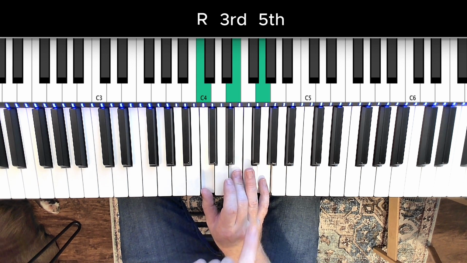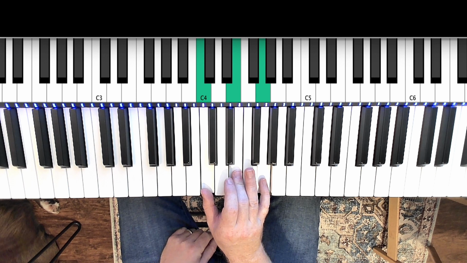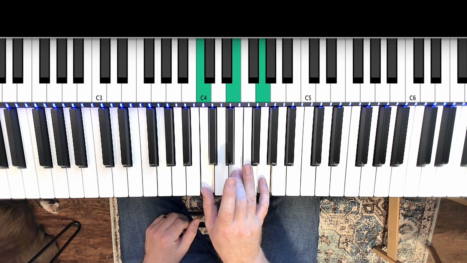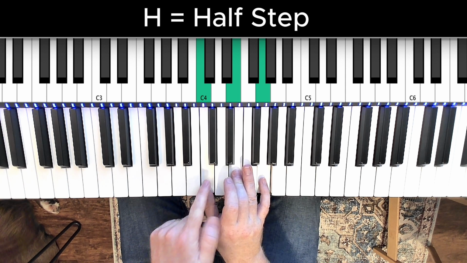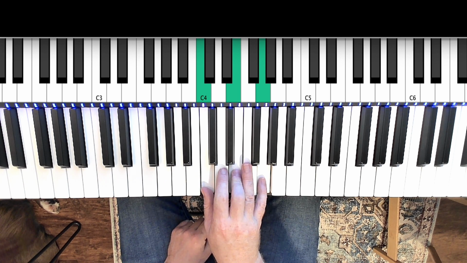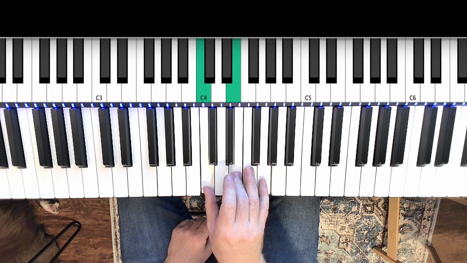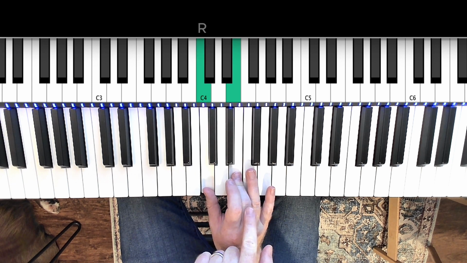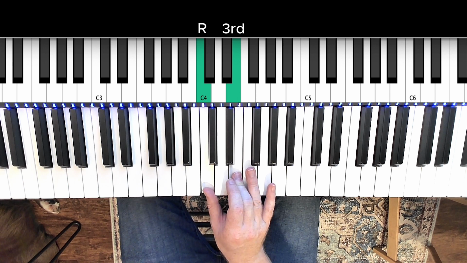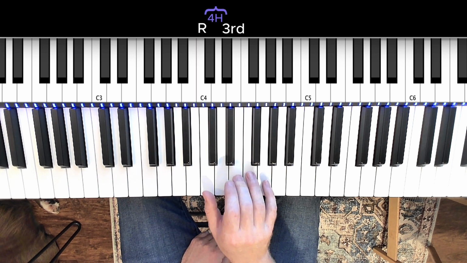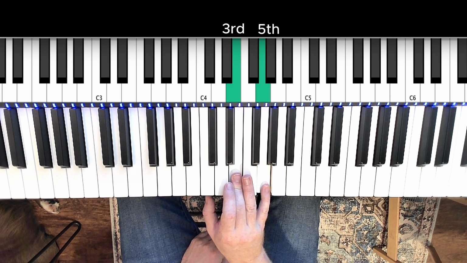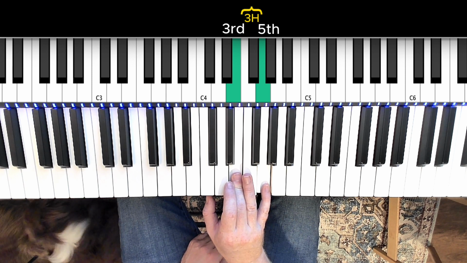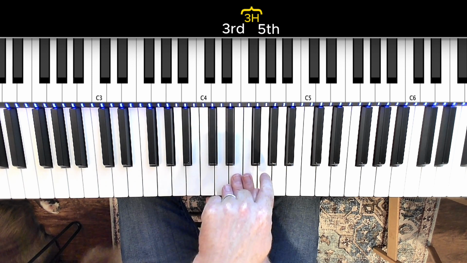So root, third, fifth. Okay, so this is a C major chord, but let's zoom in just a little bit and look at the pattern that's happening that creates this major triad. So if we move by half steps, starting from our C, 1, 2, 3, 4. So from my root to the third, there are 4 half steps between. Now from the third to the fifth, the E to the G, there are 3 half steps in between. 1, 2, 3.